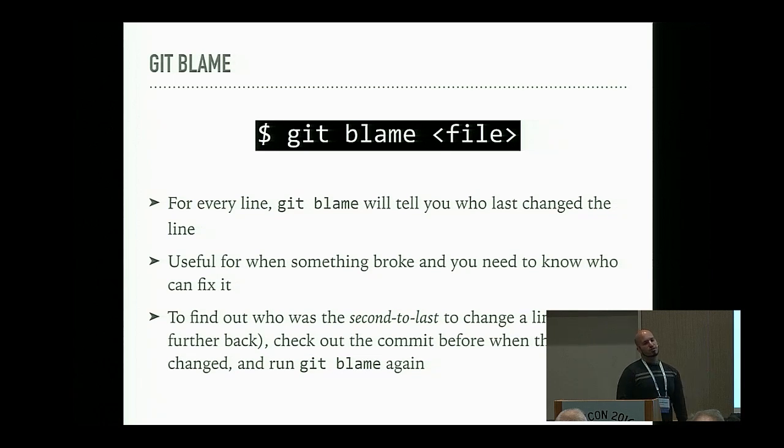So this will only show you who was the last person to modify a given line, but if you want to get around that, you can check out the version where they modified that line and run it again, and it'll tell you the person who was the last to modify the line at that version, which is then the second to last person to modify it today. And you can keep on doing that to go back in time and see, okay, who was the person who modified this line 5 months ago or whatever. Git blame is super handy when something breaks and you need to figure out who to talk to get it fixed.